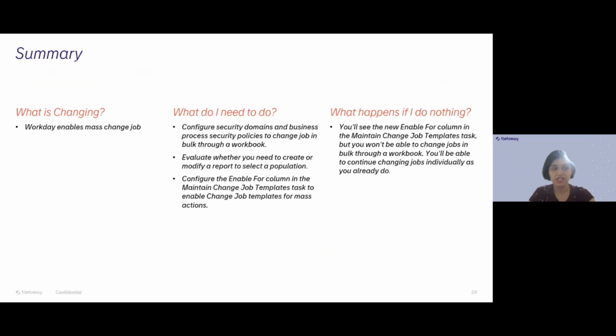So what is changing again? Workday is enabling you to change the jobs of multiple workers in one go using the mass action event, using the worksheets. There is some configuration which is required related to security, and if you do nothing, you'll still see the new enable for column in maintain change job templates. So you will see this mass action option available there, but you won't be able to change anything through a workbook.